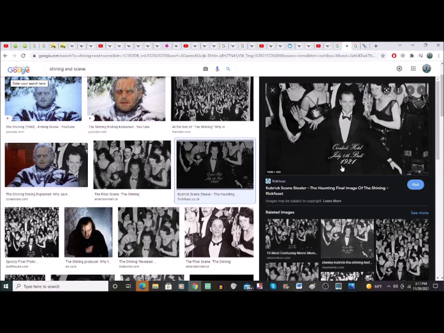This is the end scene. This is Jack at the ball, the picture on the wall. If you don't know what I'm talking about, you have to go watch the film. But we've got July the 4th. That's Independence Day, yeah? So the man becoming independent again.